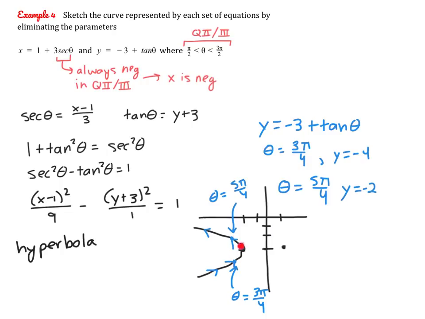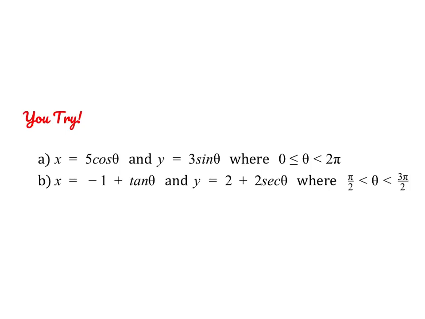So by testing a few nice angles, and by nice I mean angles that work really well with tangent, I can tell that my graph is slowly moving up, so is therefore moving in this direction. All right, go ahead and pause the video and give these two problems a try.